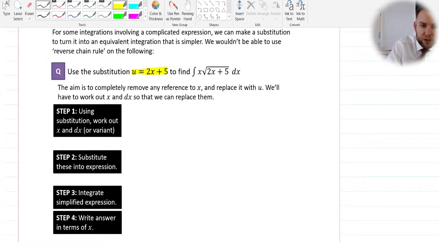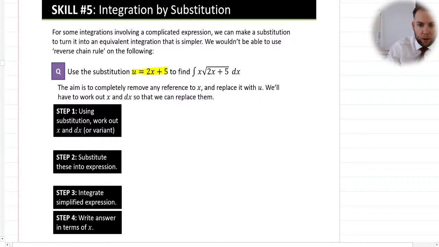So first of all, this one here is example 1. Now I'll talk you through this, and as we do more, it will become more apparent what I'm doing. So the first thing I'm going to do is differentiate this with respect to x. So let's just write this here. u is equal to 2x plus 5. So in which case, if I'm differentiating this with respect to x, du by dx is equal to 2.